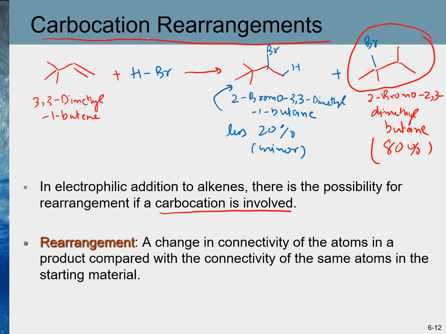Now, what is rearrangement? Rearrangement is a change in connectivity of atoms in a product compared with the connectivity of the same atoms in the starting material. For example, if you notice, this methyl group did not exist at this carbon atom. What happened is that this methyl group was present at this position, but it moved. So this is a rearrangement. To understand the origin of this rearrangement, we need to look at the reaction mechanism.